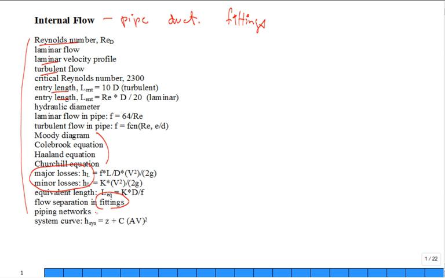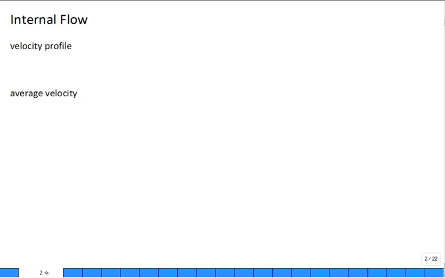Then we can put things together into a network. We talk about the system curve, which is a good lead-in to turbo machinery because you match a pump to the system. You size a pump to drive the flow that you want in the piping system that you've designed. So hopefully this is a fun chapter, very applied chapter, very useful chapter for you. So let's talk about internal flow inside of a pipe.